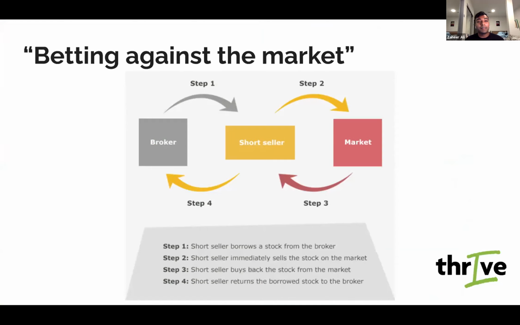So short selling is essentially betting against the market. You're borrowing the stock from your broker, so it could be Fidelity or whoever. You're selling that borrowed share in the market at a price and hoping the stock price goes down. And then you're going in again and rebuying that stock at the lower market price, and then returning it to the broker, hoping to make a profit from that difference in price. A lot of people will try to do this. It is kind of risky, especially if you don't know what you're doing. So this is more of an advanced investing concept.